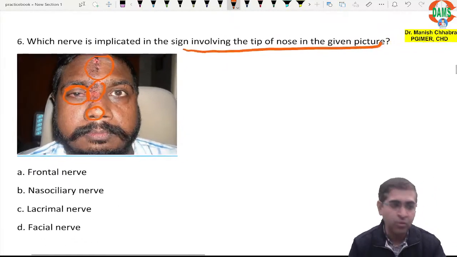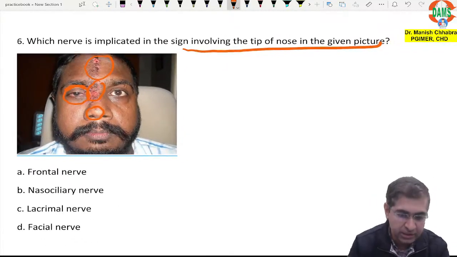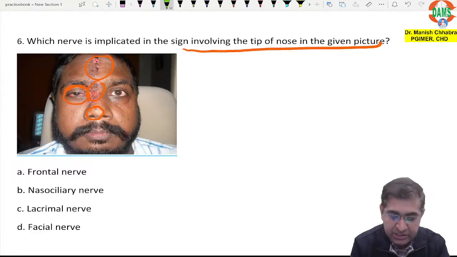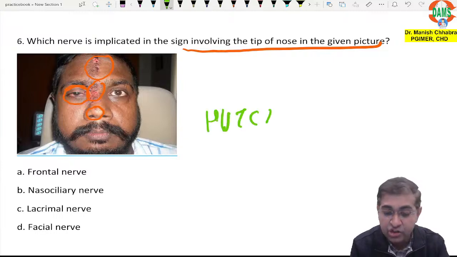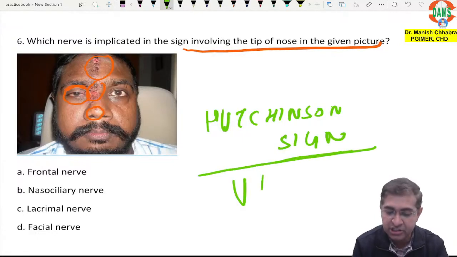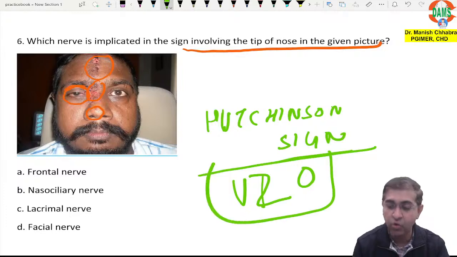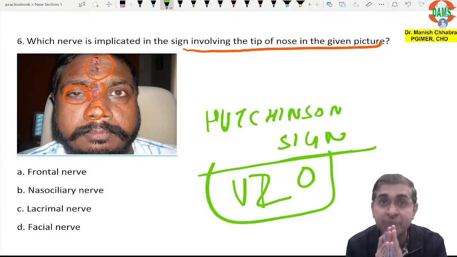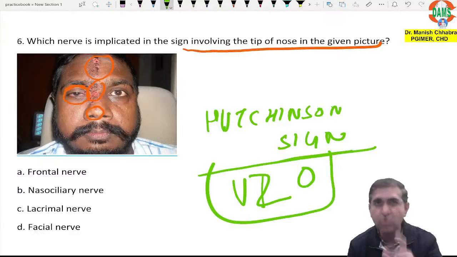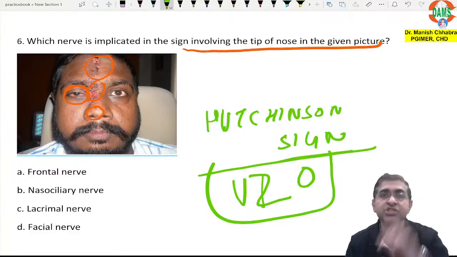What do you feel? So, boys and girls, this is a typical sign which is your Hutchinson sign. Now tell me, what does the Hutchinson sign say? First thing, Hutchinson sign is present in a disease which is VZO, varicella zoster ophthalmicus, which is herpes zoster ophthalmicus. It is due to varicella zoster virus, which is chickenpox.